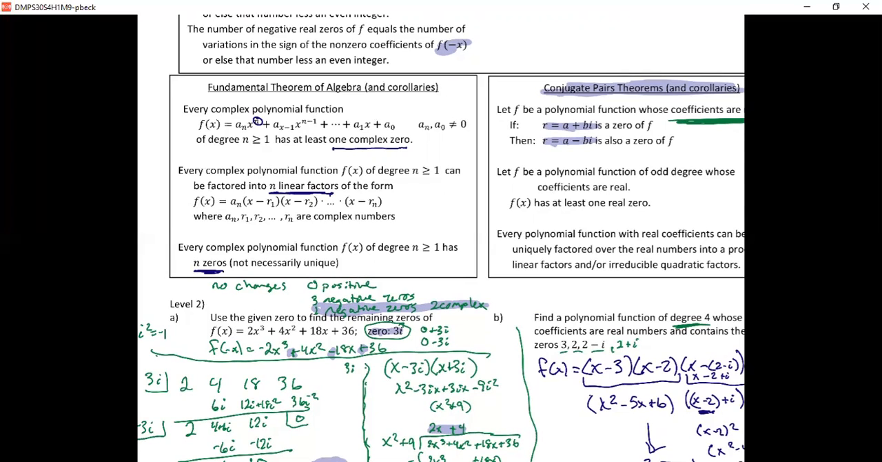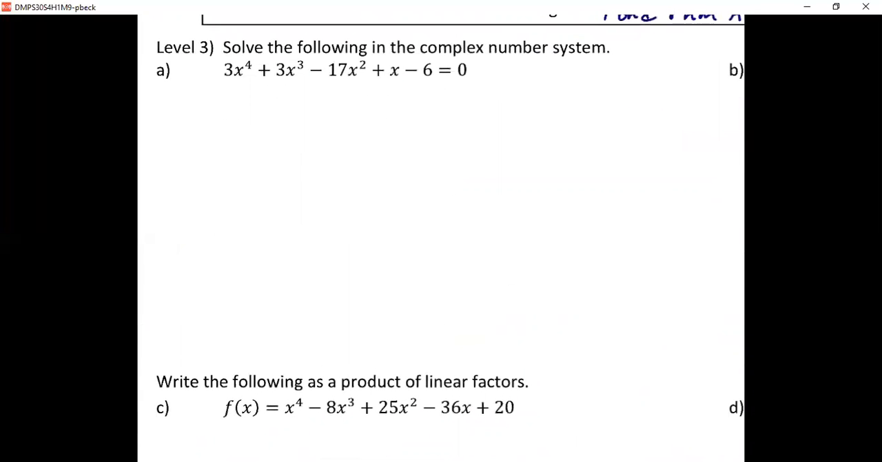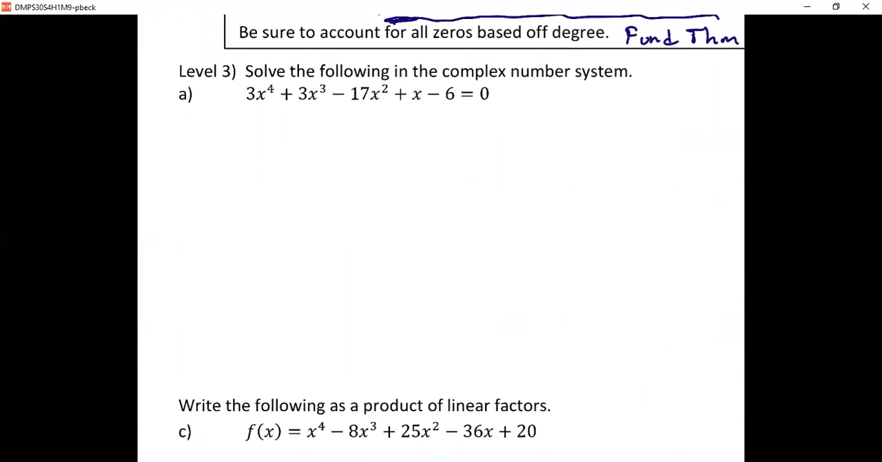So let's go ahead and start our process. I want to solve the following in the complex number system. One of the very first things I like to do is check, can I factor this by grouping? The answer, surprisingly, is yes, but I haven't taught you how to do that.